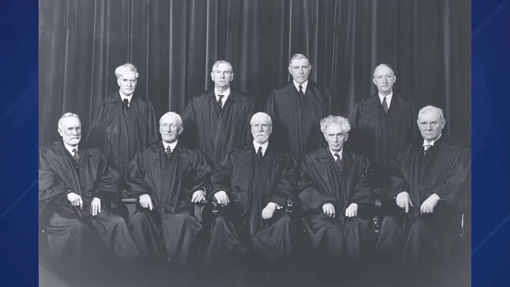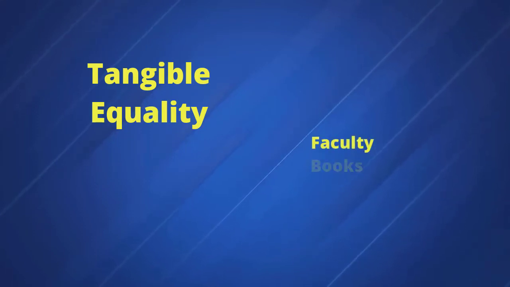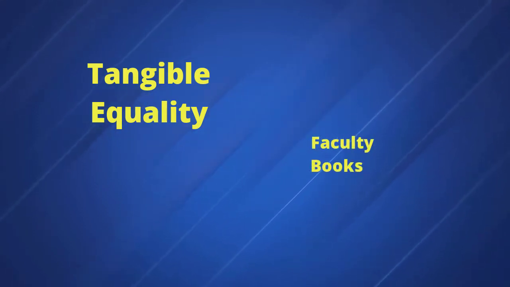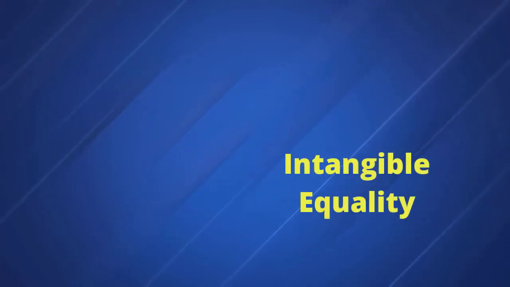And while the court didn't overturn the separate but equal doctrine, it did make an important change in the way that it defined equal. The court did not merely focus on tangible equality, things that you can touch and measure, such as the number of faculty or books. The court could have just stopped after it had finished discussing these tangible differences between the two law schools. But it didn't. Instead, it proceeded to widen the definition of equality to include intangible factors.